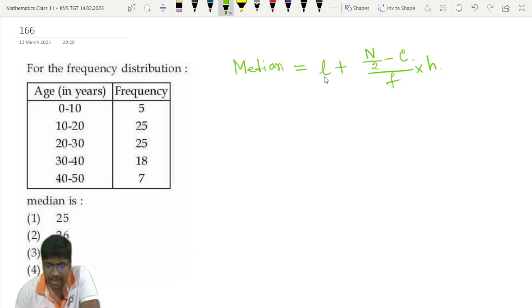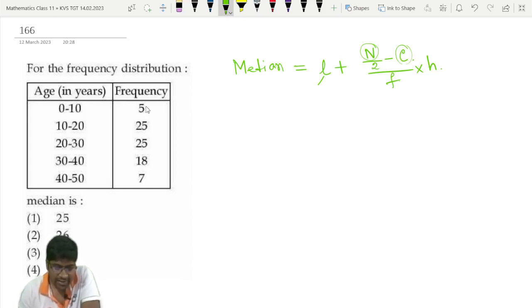So what are the terms indicating here? L is the lower limit of the median class, and capital N is the total number of observations, that means the sum of all frequencies, and C is the cumulative frequency of the class just preceding the median class, and F is the frequency of the median class, and H is the length of the median class. So one by one we will find.